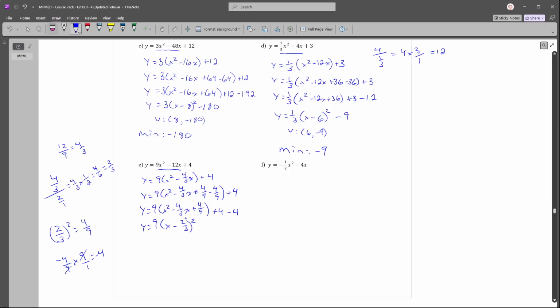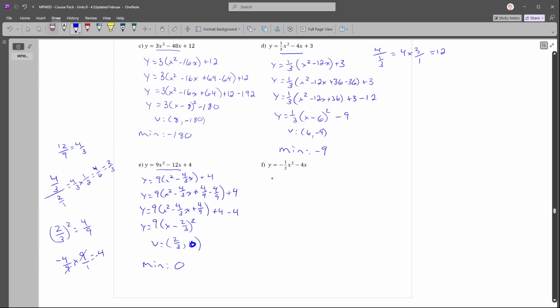That's the whole thing. So what's our vertex? Our vertex is located at h. Well, that's 2/3. And k? There is no k, so that's plus 0. That's 0. So 2/3 and 0. Do we have a max or a min? Our a value is positive, so we have a min, and its value is 0. That's the whole question.